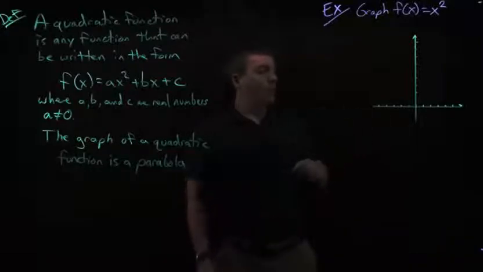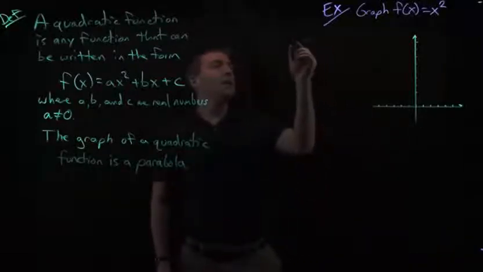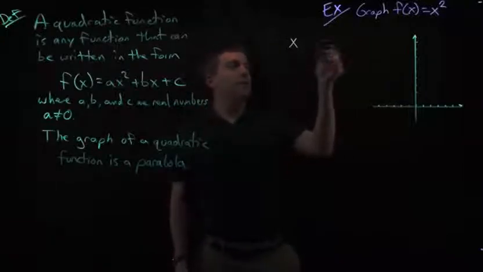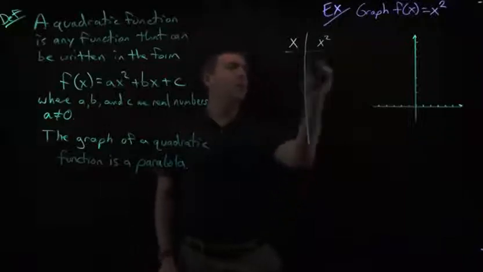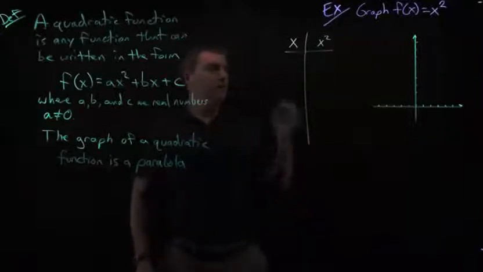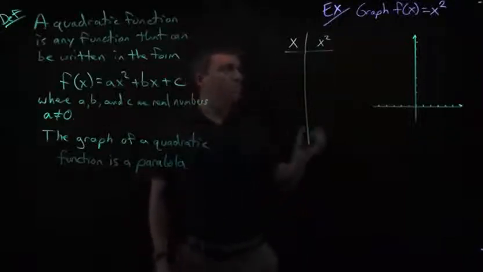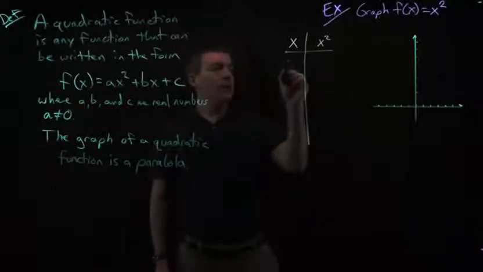All right, let's take a look at this function. So if we want to plot it, let's make a table. So we'll have x, and then f of x. I'm going to go ahead and write x squared. That's f of x. And let's pick some x values. Let's start with, say, negative 3.